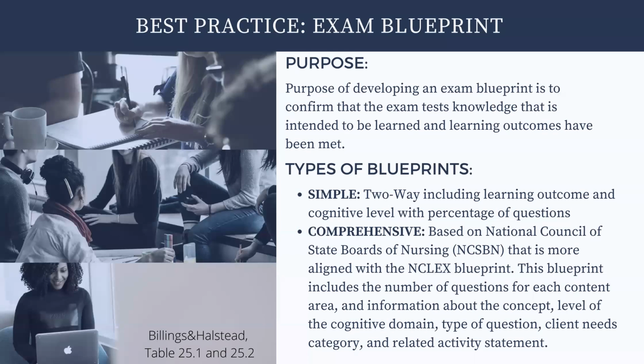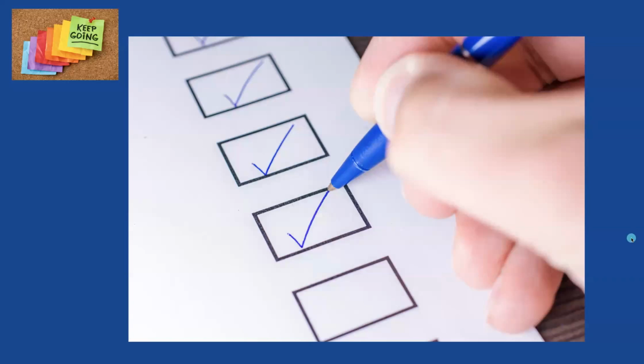Okay, so when you head over to Billings and Halstead, it will make a whole lot more sense to you. It actually lists out a whole lot more information to include the concept, the level of the cognitive domain, but in addition to that, the type of question, whether it's a multiple response question or a single response, whether it's fill in the blank, a priority question, a matching question, as well as the client needs category and any related activity statement. So a comprehensive blueprint is going to have a whole lot more information. All right, I know this is somewhat of a lengthy snapshot, but I want you to keep going and be excited that you will check this off your list.